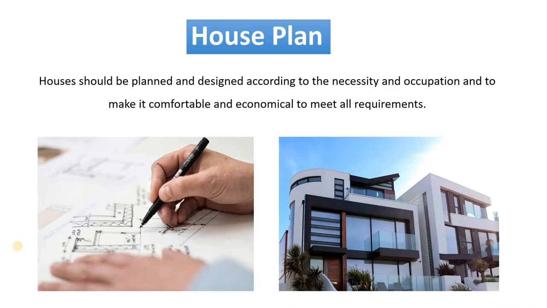Today in this video we will see one house plan, orientation of building and how to decide the position of rooms, kitchen, dining, toilets, staircase, etc. and minimum floor height of the rooms. House plan. Houses should be planned and designed according to necessity and occupation and to make it comfortable and economical to meet all the requirements. Let us start the video.